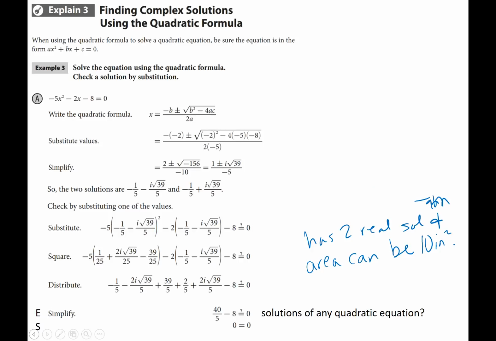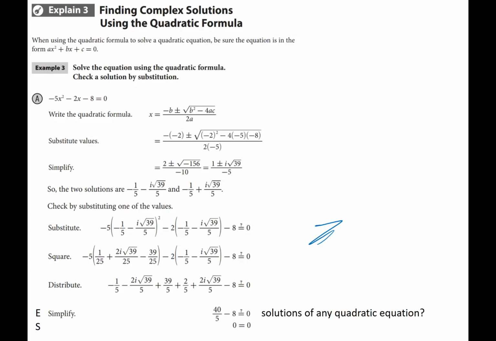Okay, so now, I don't know why there's ink on here. Let's see if it'll erase. Oh, there we go.